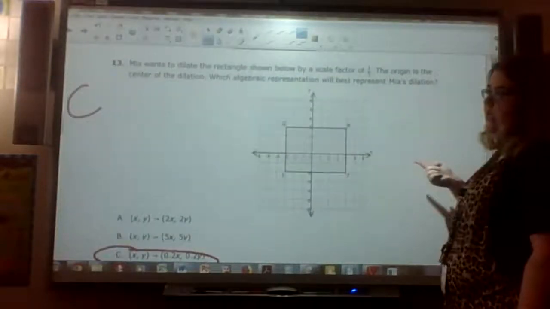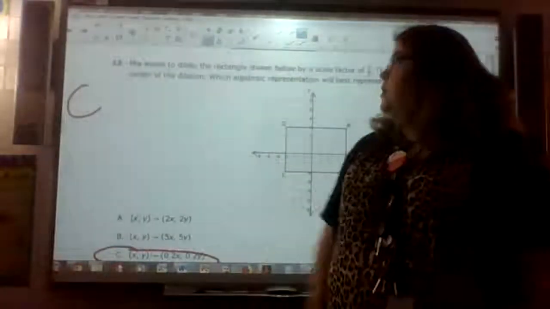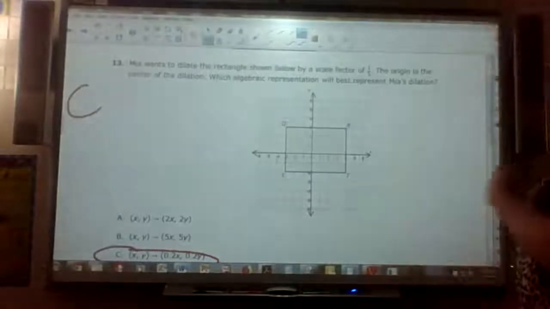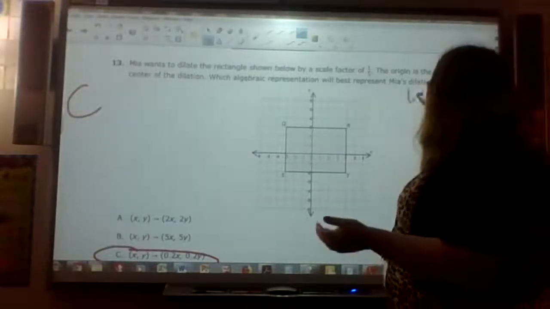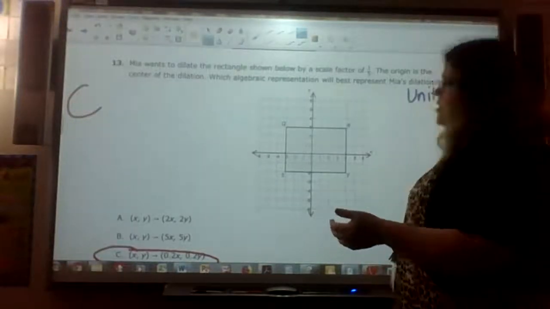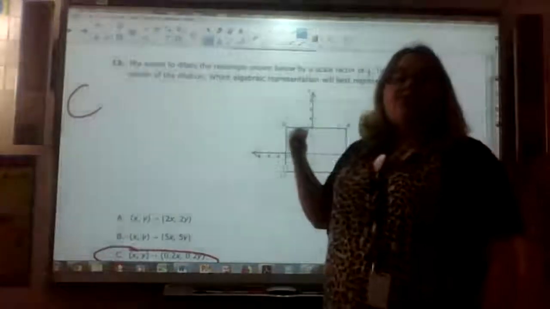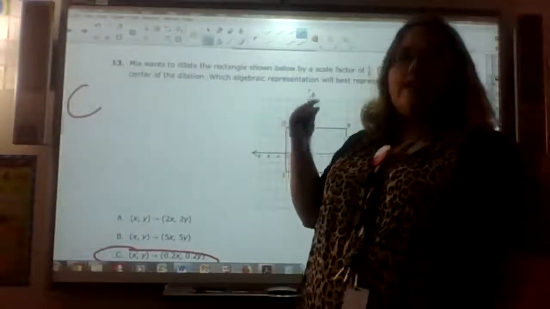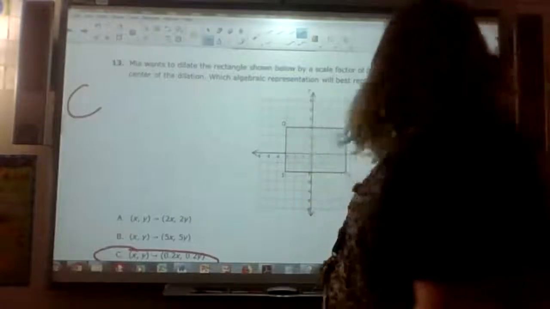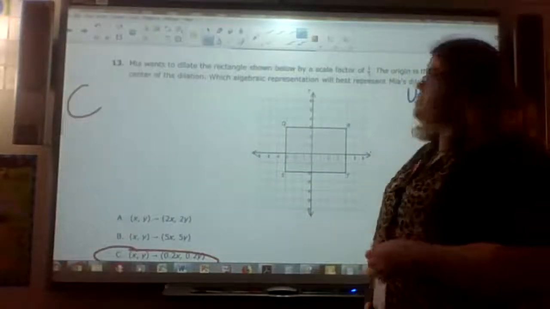Okay, number 13. The correct answer was C. Dilations is, again, a new problem. This is from Unit 7. This is the one that we're going to be starting tomorrow. So we got tomorrow, Friday, and Monday, and Tuesday. We're going to be working on Unit 7.